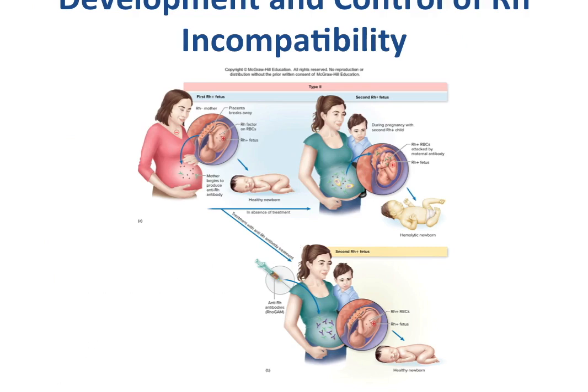We can see this in the figure. Actually, we can give the mama an antibody, an antibody to the Rh antigen, to neutralize the anti-Rh antibody, and then we can protect the second fetus. So the second fetus won't have any troubles.